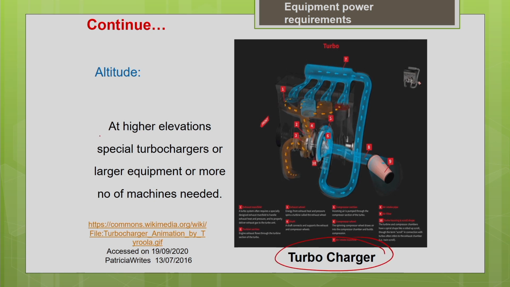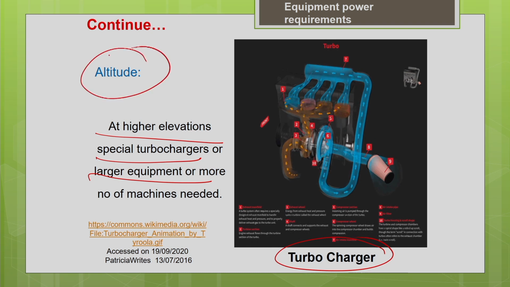So at higher elevations, either you should go for these kinds of special turbochargers, or you should go for more machines to compensate the loss in efficiency, or you should go for a bigger equipment to compensate the loss in efficiency. You should know that with increase in altitude, your efficiency is going to be affected and you have to take care. So now we understood that the altitude will affect the usable power available.